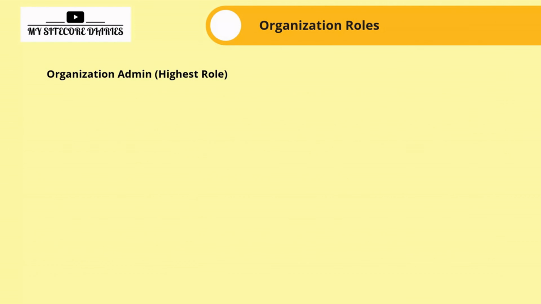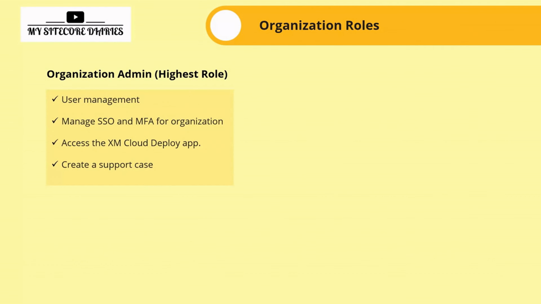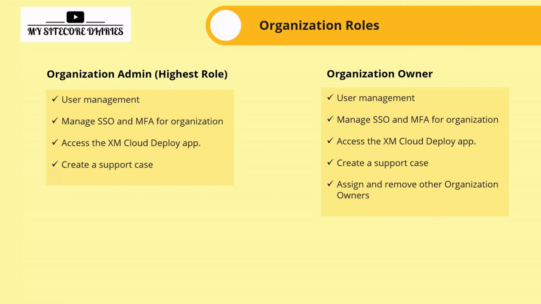Now organization roles. You have an organization admin, which is the highest role in the hierarchy. First, what are the things they can do? An organization admin can do user management, SSO, MFA, access the XM Cloud deploy app, and create a support case. The organization owner also has a similar kind of access. This is a different role which has similar access to what the admin has.